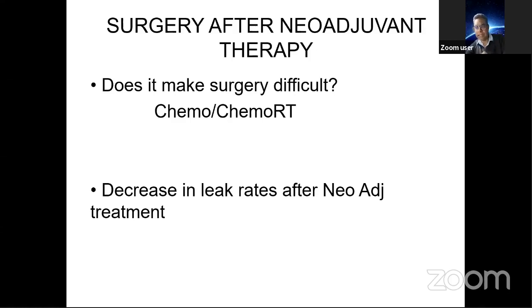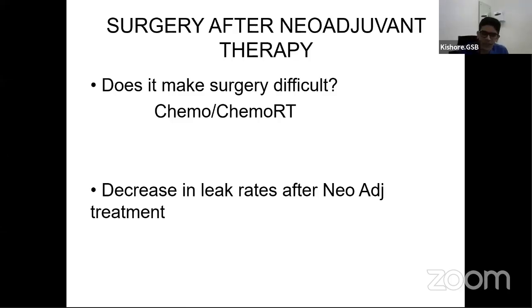It is mostly attributable to, they say if you give chemotherapy, there is higher fibrosis, and if you give radiation, there is probably higher fibrosis, which leads to a decrease in leak rates after neoadjuvant treatment. So do you think this could be the reason, or it's the fact that we are operating on such locally advanced pancreatic cancer, which itself makes that pancreatic gland very hard and ducts are dilated? So what's your take on this, and what's your personal experience about complications after operating on neoadjuvant patients?